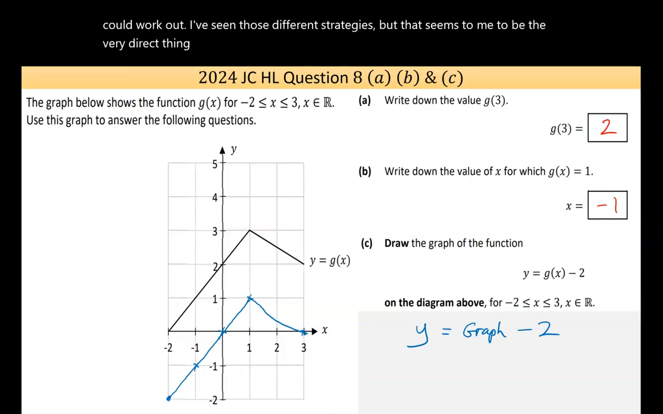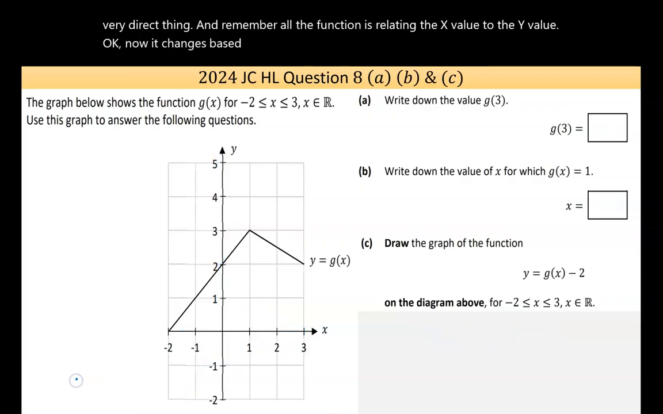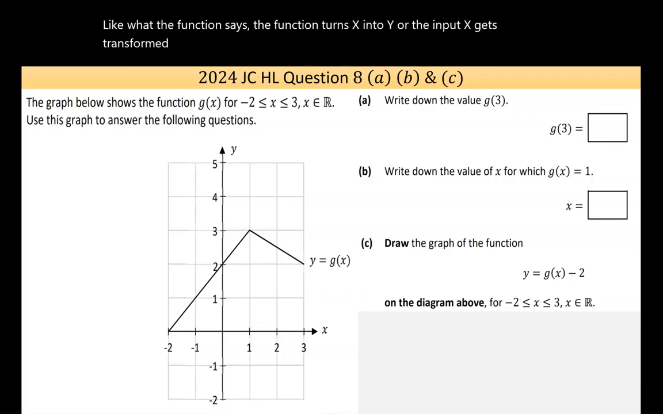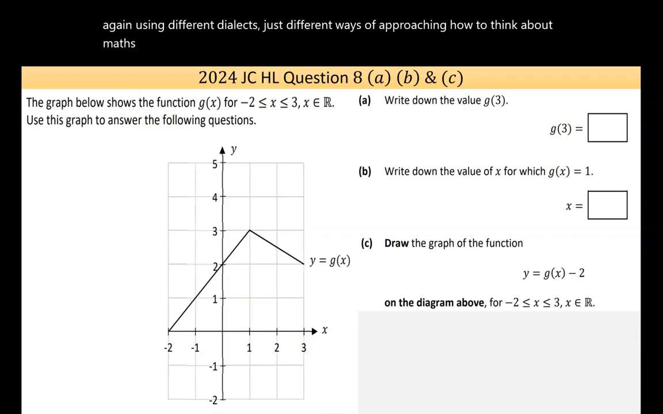And remember, all a function is, is relating the x value to the y value. Now, it changes based on what the function says. The function turns x into y, or the input x gets transformed into the output g of x. So we're saying the same thing over and over again, using different dialects, just different ways of approaching how to think about maths. And they have advantages and disadvantages.